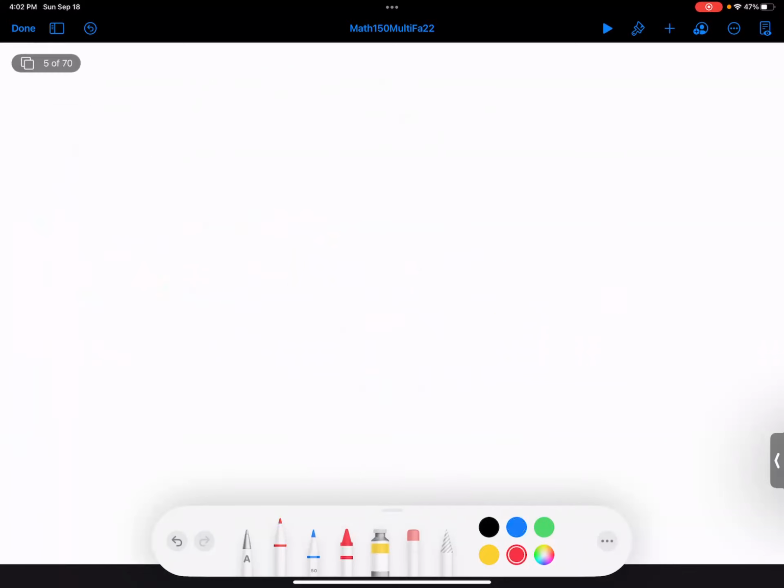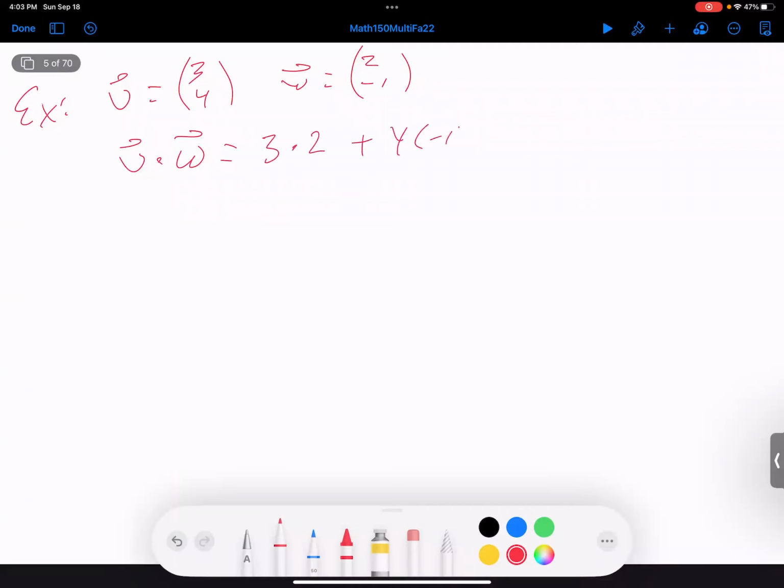So for example, if I gave you v equals 3, 4, and w equals 2, negative 1, what would v dot w be? Wouldn't that be like 6 minus 4? Yeah, so it's going to be 3 times 2 plus 4 times negative 1. So 6 minus 4 is 2. Now here's something that's really nice. v dot v, that's v1 through vn dotted with v1 through vn. So what would you get if you do that dot product?